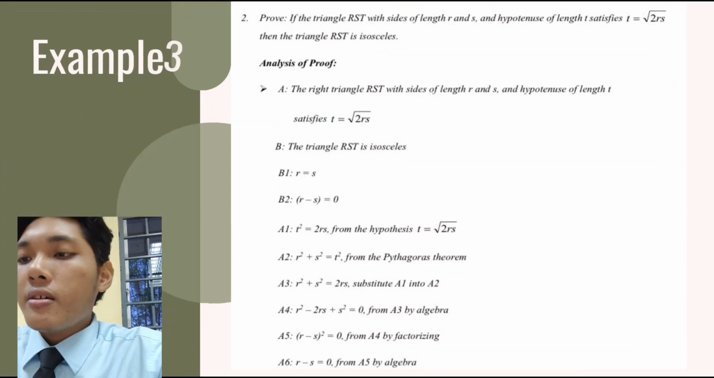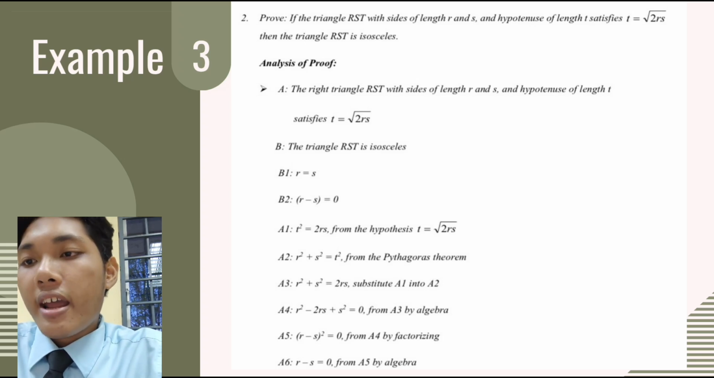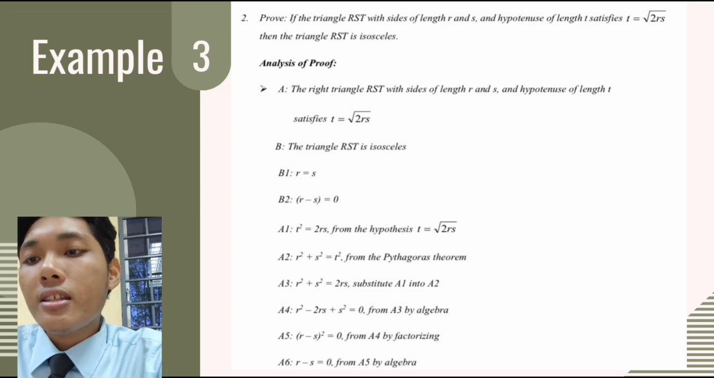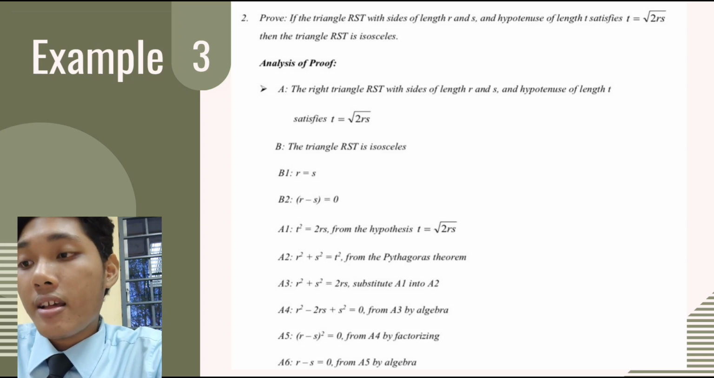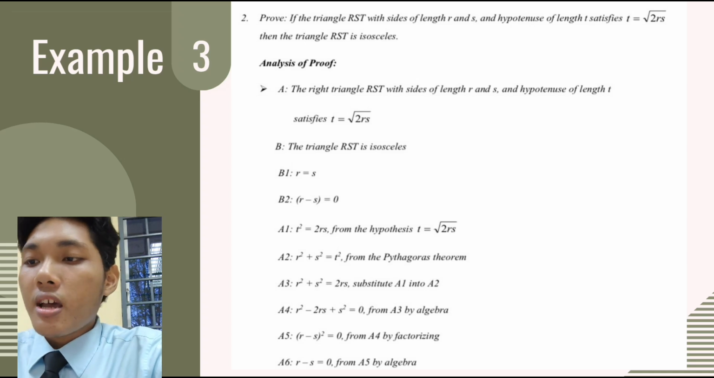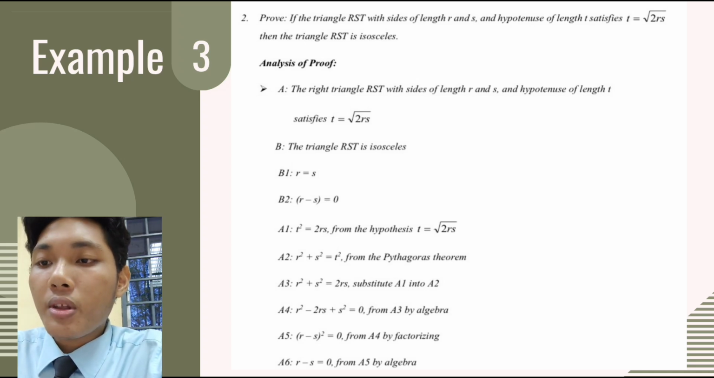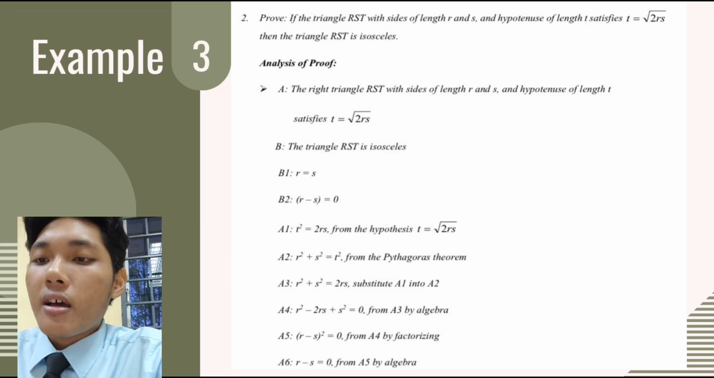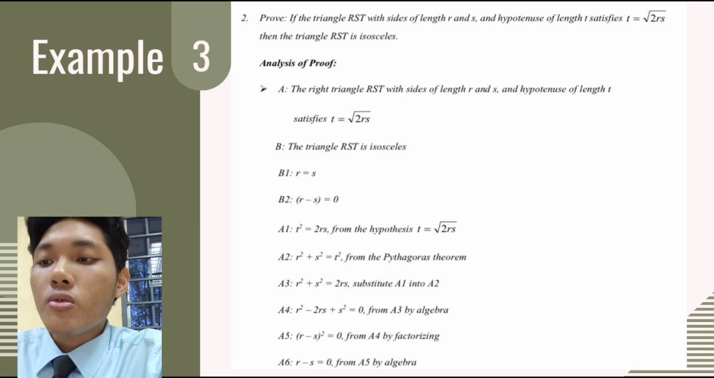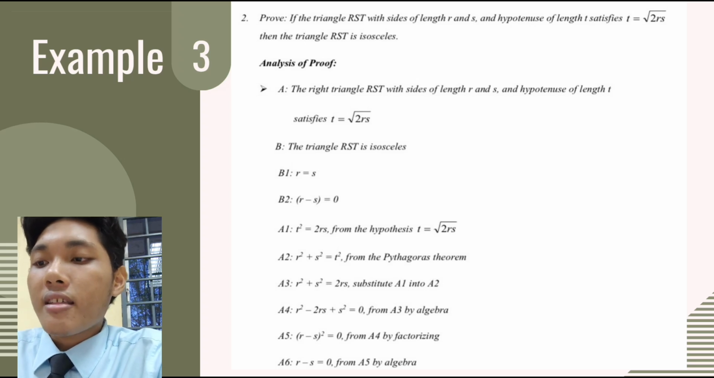So for the last example, the question given is: if the right triangle RST with sides of length r and s and hypotenuse of length t satisfies t equals the square root of 2rs, then the triangle RST is isosceles. So the hypothesis of this question is the right triangle RST with sides of length r and s and hypotenuse of length t satisfies t equals the square root of 2rs. The conclusion is the triangle RST is isosceles.